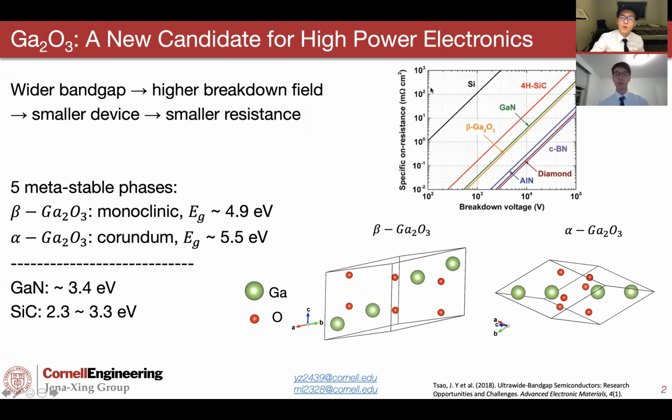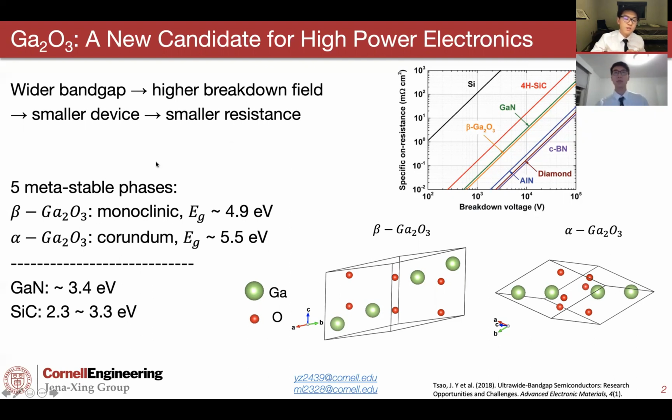The graph on the right shows you the relation between the breakdown voltage and the on resistance of a transistor given different materials, comparing beta gallium oxide to many of the conventional semiconductors. And you can see that gallium oxide is giving a boost in the overall performance.